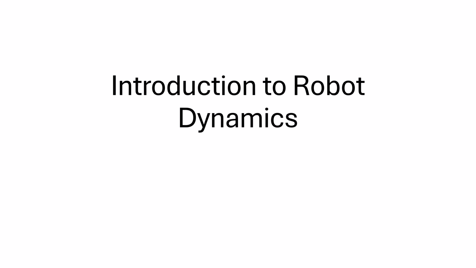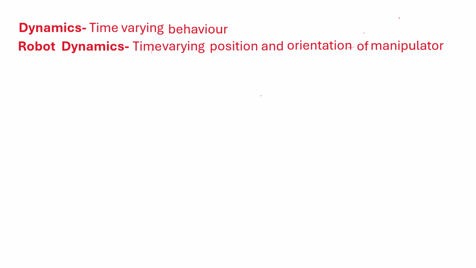Hello. Today we will be discussing robot dynamics. Dynamics in general refers to time varying behavior. Robot dynamics is the time varying position and orientation of the manipulator. During the work cycle of a manipulator, it must accelerate, move at constant speed and decelerate. This time varying position and orientation of the manipulator is termed dynamic behavior.